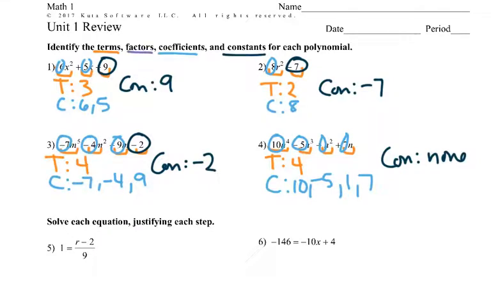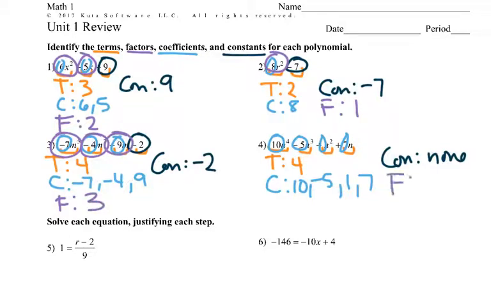Factors are things multiplied. So 6x squared is a factor, 5x is a factor, so there's 2 of them. 8r squared is a factor, so there's 1. -7m is a factor, -4m, and -9n. So there's 3 factors. And the last one, all 4 terms are factors. Okay, so that's dealing with those.